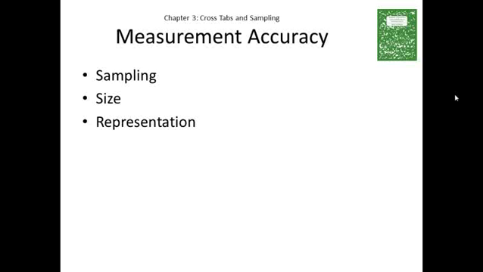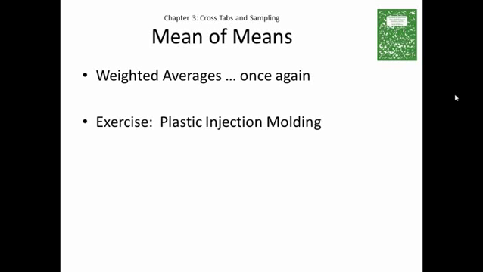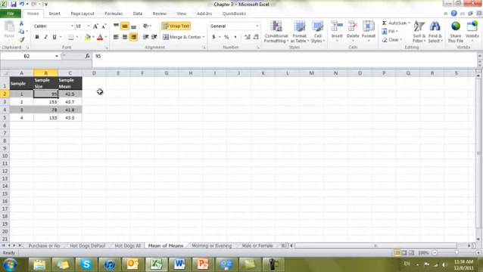Now, if we look at different samples, we're going to find different means. Well, what is the overall population mean if you took the same measurement and found 5 different means or 4 different means? To find out, we once again will use weighted averages. In the next Excel exercise, I'll show you how to do a weighted average to calculate the mean of means. An example of this will be shown in the exercise at the end of the chapter on plastic injection molding. After you complete this next portion, you should be prepared to execute that particular exercise.